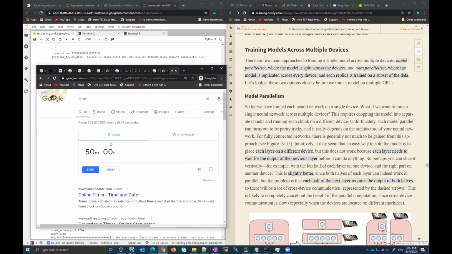Yeah. So, what sections are we reading again? On training models across multiple devices on page 701. I don't know if it's too ambitious to try to get to the end of the chapter. Oh, let's try it. Yeah, let's try that.